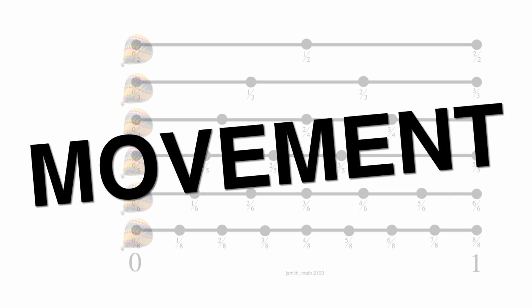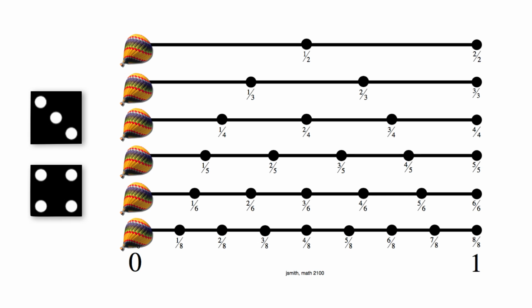Here's how to move your markers along the game board. Suppose that you had a roll of a 3 and a 4. So we're looking at the fraction 3/4. You could move one marker, for example, the marker on the fourths track, from 0 to 3/4. Or you could move a marker on the eighths track from 0 to 6/8.